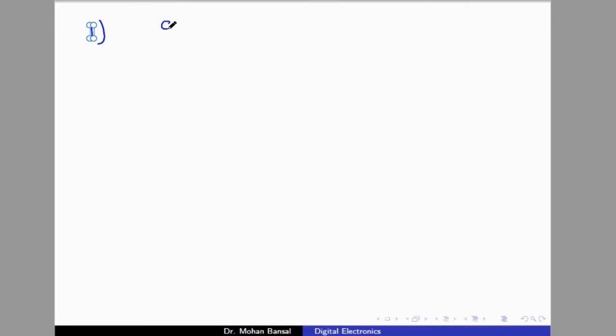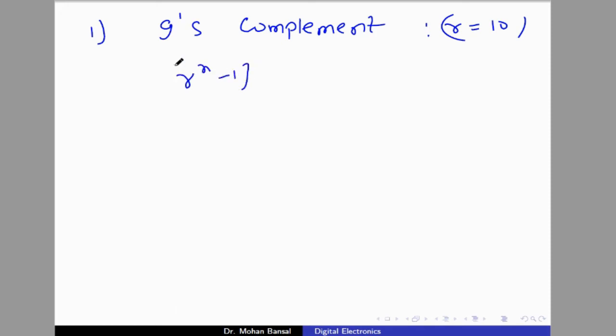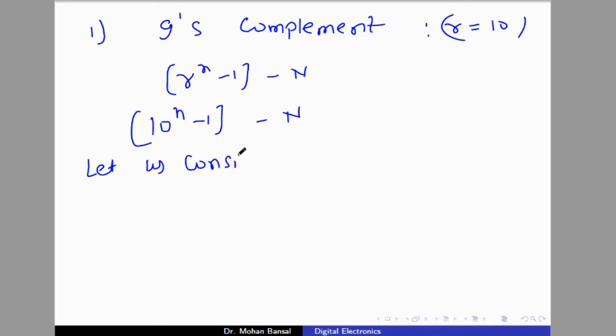In R minus 1's complement, we'll talk about the nines complement of a decimal number, because R is 10. So we will use the expression R to the power n, minus 1, minus N, that is, 10 to the power n, minus 1, minus N. Let us consider N a number with 4 digits, so small n is 4.